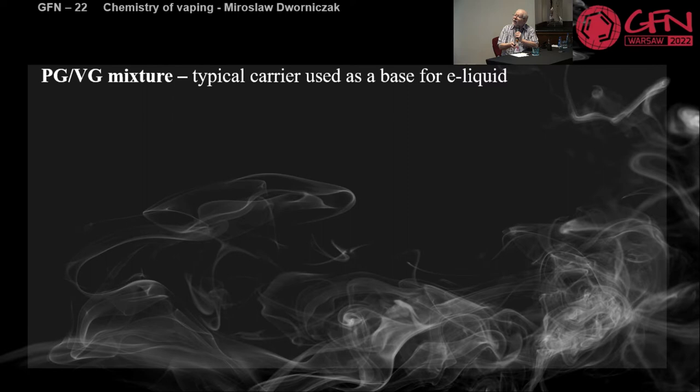Okay, now, a typical mixture used as a base, as a solvent for e-liquid, is PG, propylene glycol, and vegetable glycerin mixture.